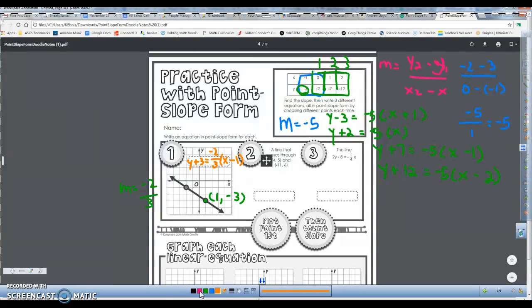If I had picked this point instead, would my equation really be any different? It'd be a little different just because of the point I plug in. This point is negative 2, negative 1, so I could have y plus 1 equals negative 2/3, the slope doesn't change, times x plus 2, okay? And those are really the same 2 things, okay?